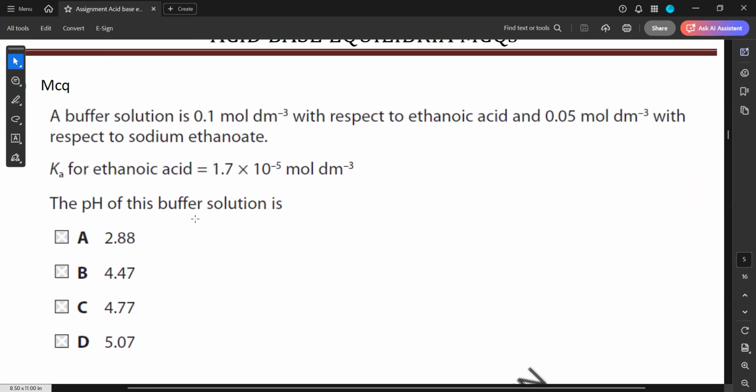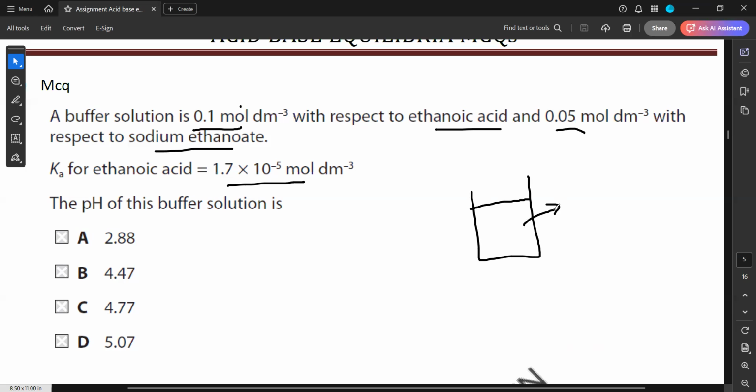The question is: a buffer solution is 0.1 mole per dm cube with respect to ethanoic acid and 0.05 mole per dm cube with respect to sodium ethanoate. The dissociation constant is also given, which is 1.7 times 10 to the power minus 5. What is the pH of the buffer solution? They already provide a buffer solution with concentrations, so we already have a mixture.